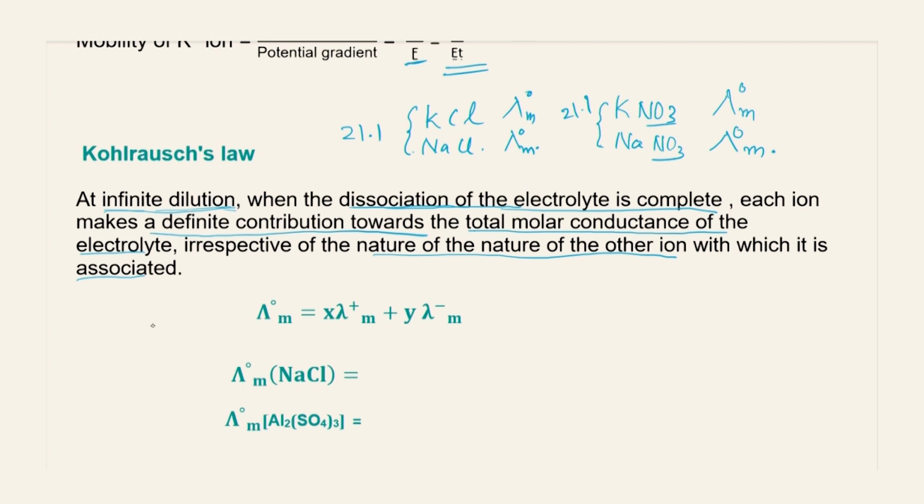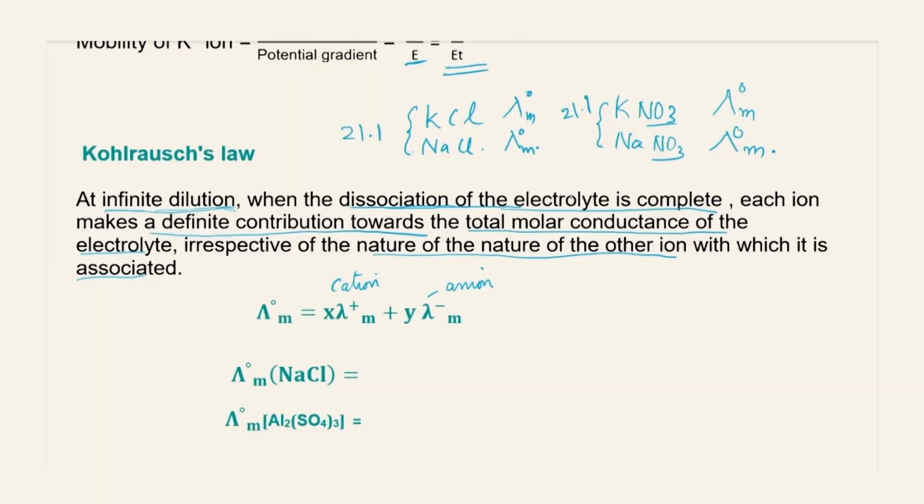Okay, that can be expressed as lambda 0 m equal to x moles of lambda plus m plus y moles of lambda minus m. This is for the cation and this is for the anion. So, for cations as well as anions, depending on how many moles are formed, if you add up that value, you will get lambda 0 m. So, for each ion, you can give a lambda 0 value, and that will be a constant.